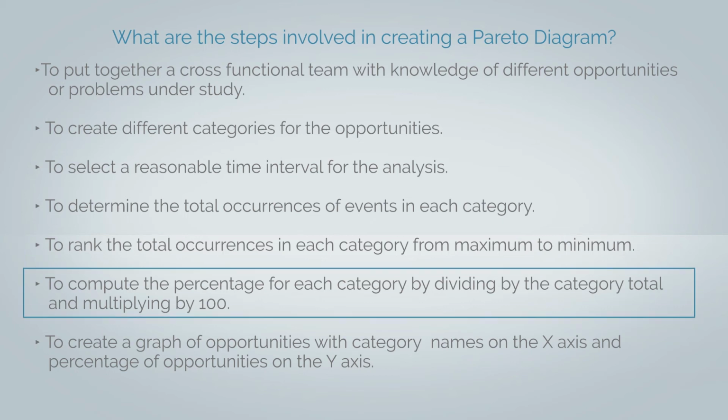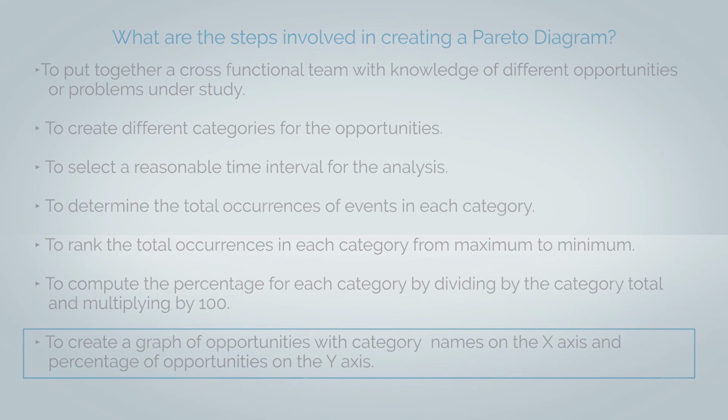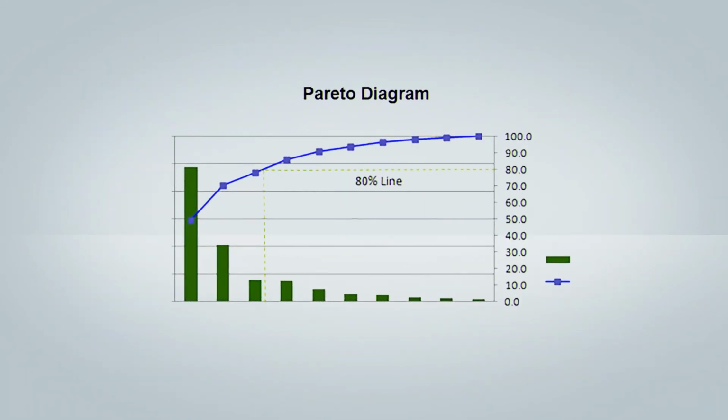The sixth step is to compute the percentage for each category, by dividing by the category total, and multiplying by 100. The seventh step is to create a graph of opportunities with category names on the x-axis, and percentage of opportunities on the y-axis. Let us now look at an example of a Pareto diagram.